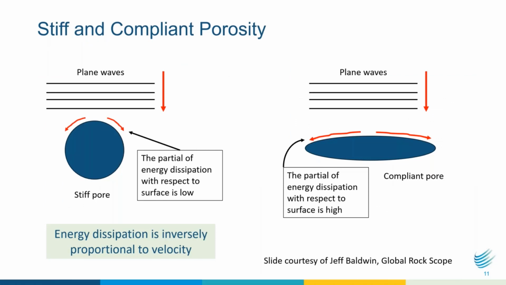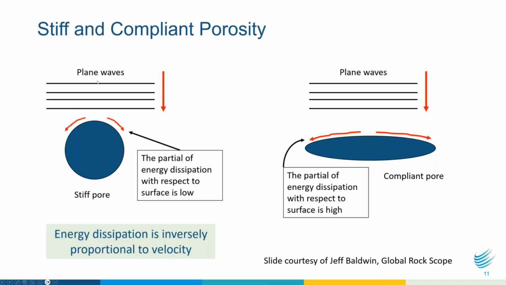A little bit about stiff and compliant pores. This is a kind of sophisticated way of referring to it, and I thank Jeff Baldwin, a consultant who owns Global Rockscope. But basically, in stiff pores, you have low energy dissipation, so it doesn't impact the P velocity very much. Whereas in compliant pores, you do get a significant impact on the P velocity. And that's the big difference seismically between the stiff pores and the compliant pores.